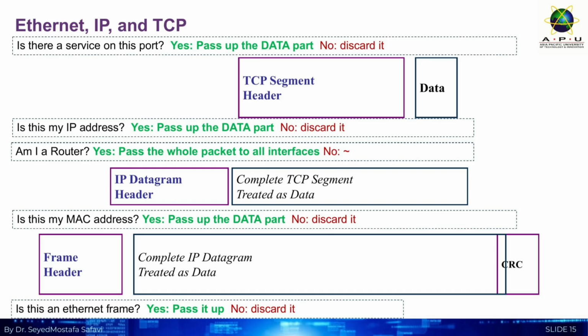It's a decision-making flow. Is this my MAC address? Is this my IP address? Is there a service on this port? If the answer to any of these questions is no, what happens? The packet is discarded. An IDS works by looking at these packets before this final discarding or passing decision is made.